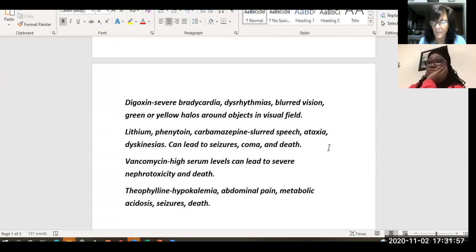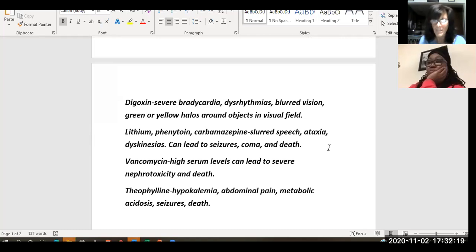Severe bradycardia is the sign of later toxicity. Dysrhythmias, again, it affects the heart rate. Right? So it can affect them in the wrong way. Blurred vision, and then green or yellow halos around objects in the visual fields. People will say, I see yellow rings around things. You know, digitoxin. Lithium, phenytoin, carbamazepine.